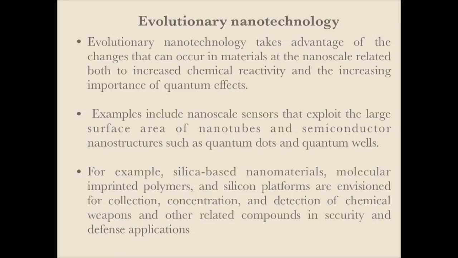This particular slide explains the evolution of nanotechnology, how it has taken place. First, the idea of reducing to the nanoscale by increasing the chemical reactivity and the quantum effects was realized. Then nanotubes and semiconductor nanostructures were developed. And silicon based nanomaterials, molecular imprinted polymers, and silicon platforms are envisioned for collection, concentration, and detection of chemical weapons.